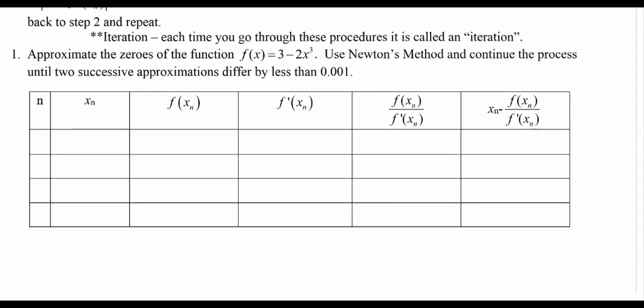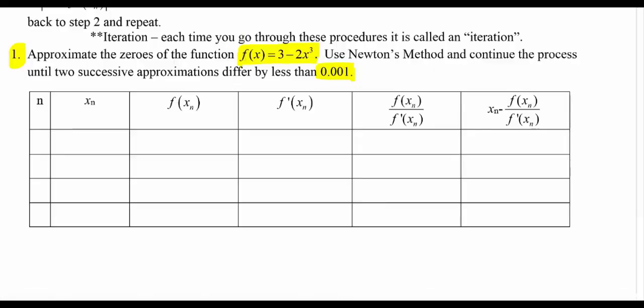So here's the first example that we'll go through. Approximate the zeros of this function. Use Newton's method and continue the process until two successive approximations differ by less than 1/1000th. So that's our tolerance, and here's our function that is given.